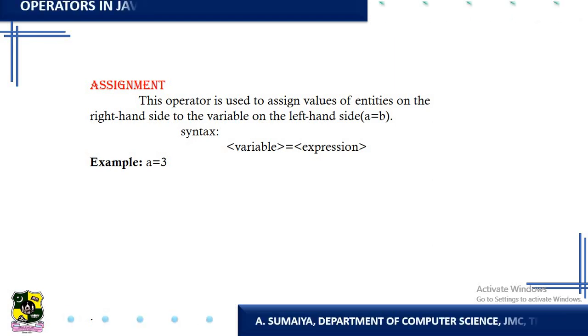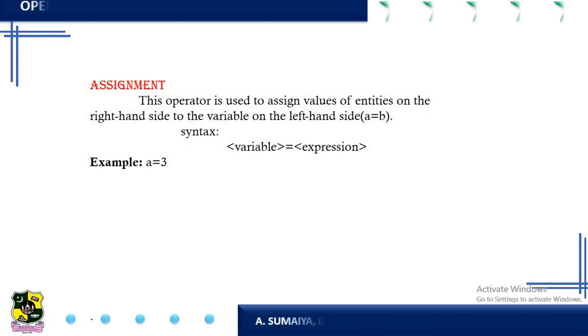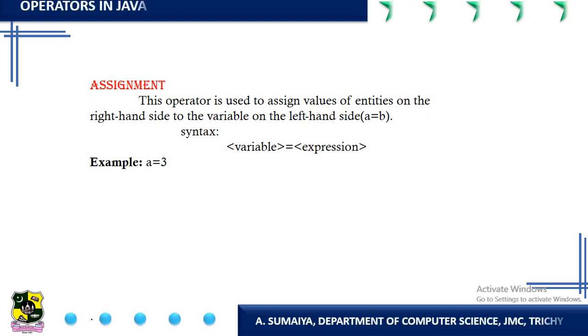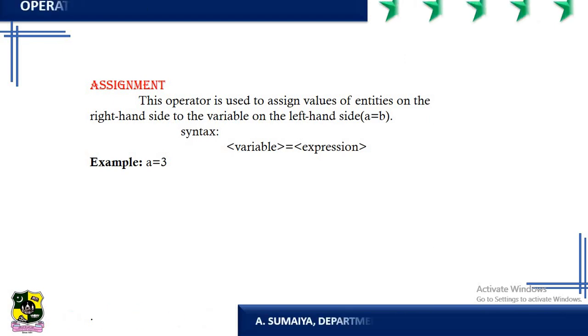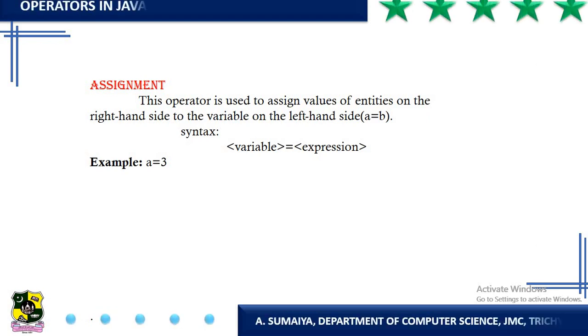The attribute to the left of the assignment operator is a distinguished variable. The attribute to the right of the assignment operator can be any constant, variable or expression that can produce a value. Example, A equal to 3.